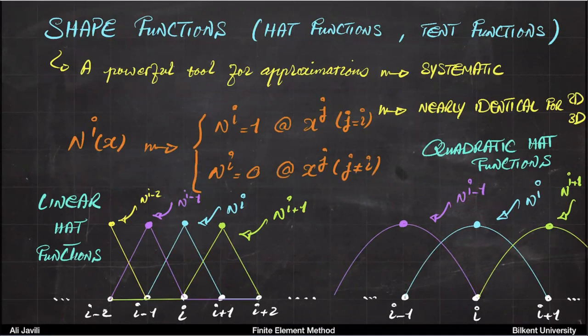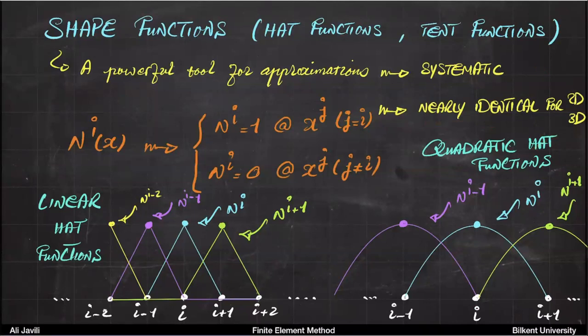So shape functions, or hat functions, or tent functions, this is basically a powerful tool for approximation, and it allows us to do it systematically, but also more importantly, it allows us to do this for 2D and 3D in a very similar way. So even in 1D, you see the power of this, or the logic behind this. But if you are not convinced for 1D, it's okay, because you actually see how powerful it is if you go to 2D and 3D.